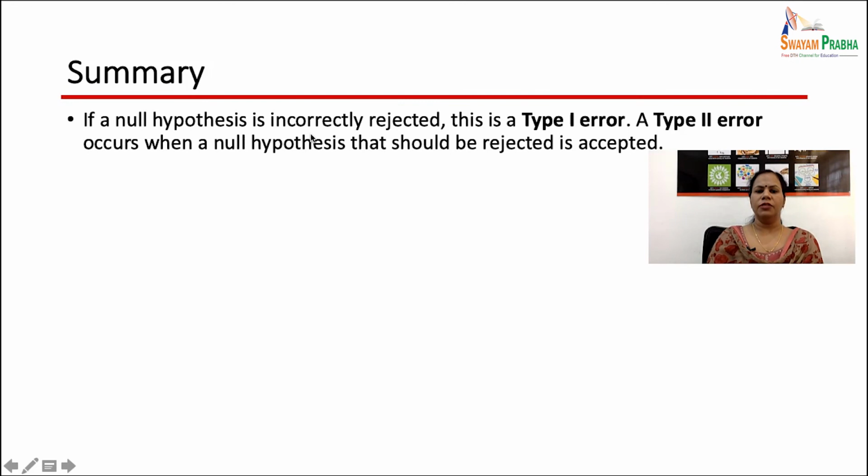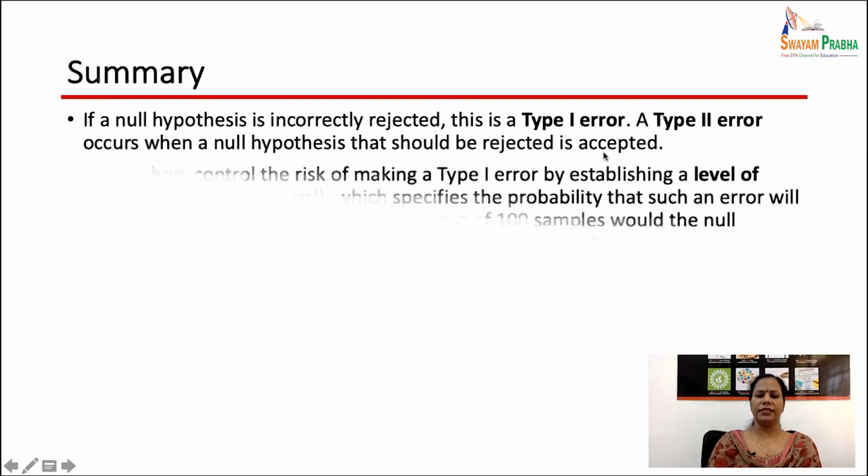Then if a null hypothesis is incorrectly rejected, this is known as a type 1 error. If we reject the null hypothesis through error, then it is known as a type 1 error, and a type 2 error is when a null hypothesis that should be rejected is accepted.